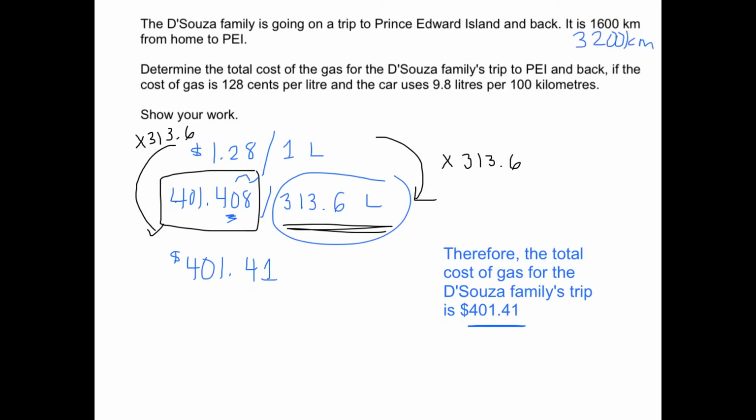We've just solved this problem using unit rate, but think about all the different ways you could have solved this problem. Check out our playlist to see different methods of solving this exact question.